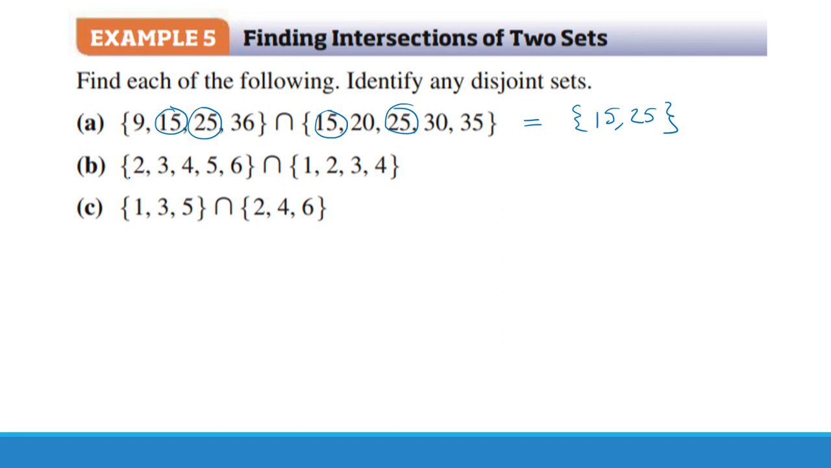For part B, they share a 2, they share a 3, and they share a 4. The intersection is 2, 3, and 4. These numbers are in both of the sets. In part C, we have 1, 3, 5 and 2, 4, 6. There's nothing in common. There's no elements that they both share. So the intersection is empty. This is a disjoint set. They have nothing in common.